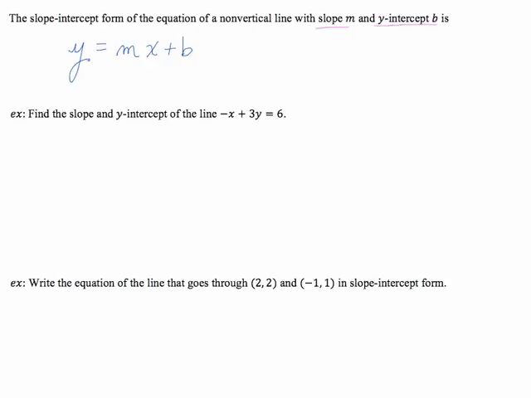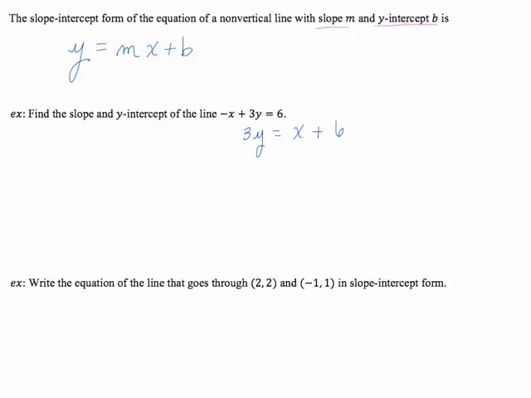Let's look at an example. We're going to find the slope and the y-intercept of the line negative x plus 3y equals 6. In order to find those quantities, we're going to need to put it in this form. So that means we need to solve for y. I'm going to add x to both sides to move the x over to the right, and I'm going to write it as positive x plus 6.